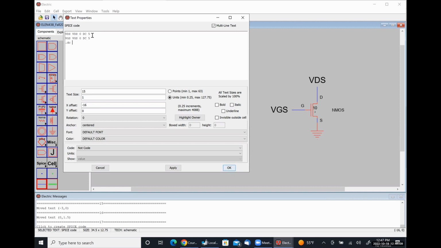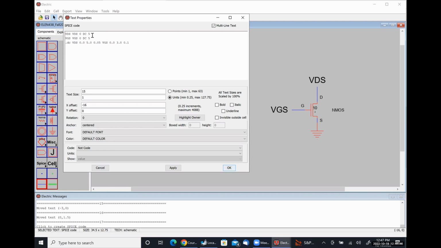Now I'm going to do .DC. So that's telling me what type of simulation I'm running. I'm going to sweep VDS from 0.0 to 5.0 in 0.05 volt increments. I am also going to sweep VGS from 0.0 to, let's say, 3.0. That's 30, so that's not what I want. And let's do this in 0.1 volt increments. And we're going to play around with these things in a little bit.